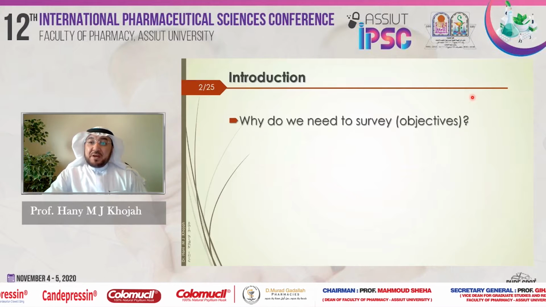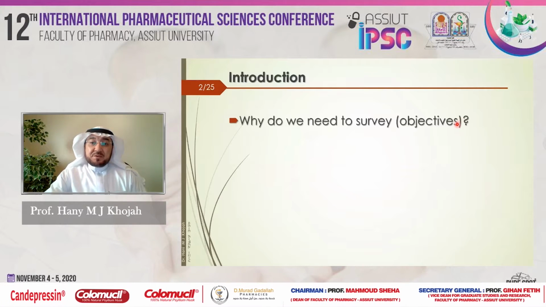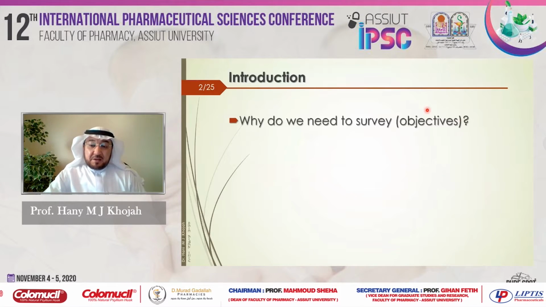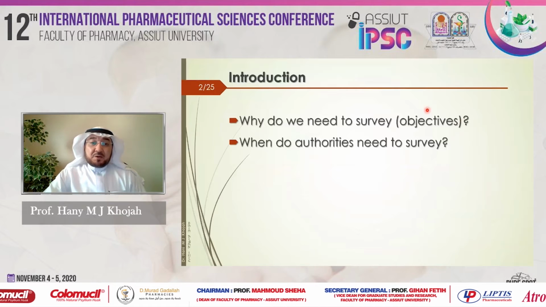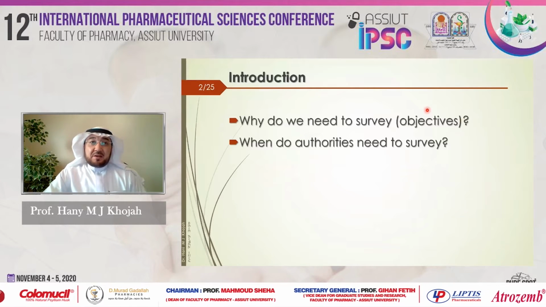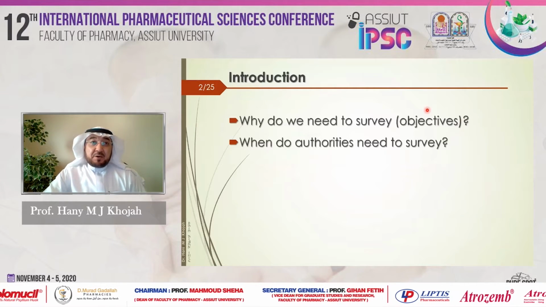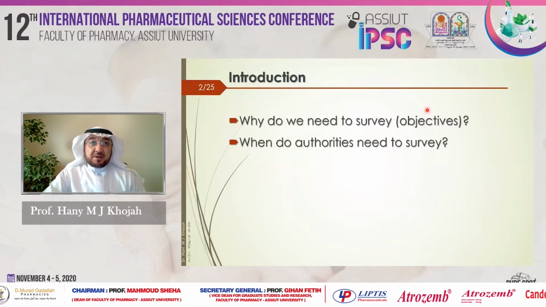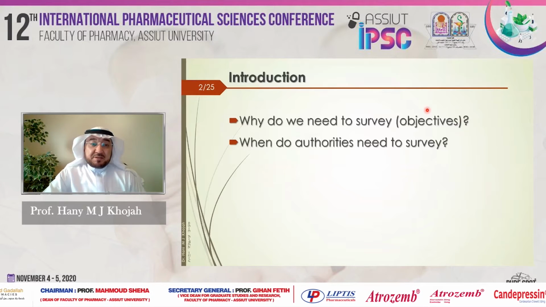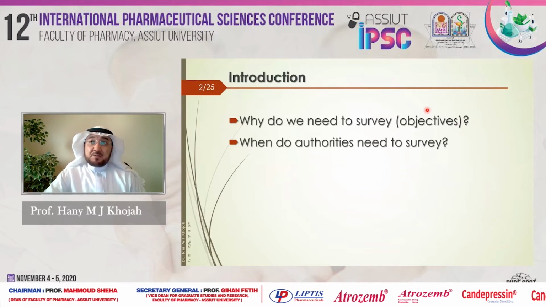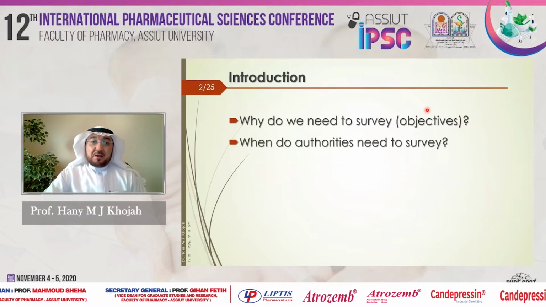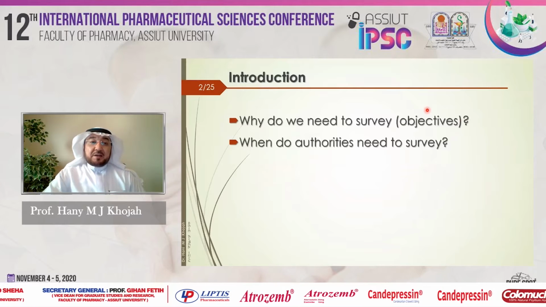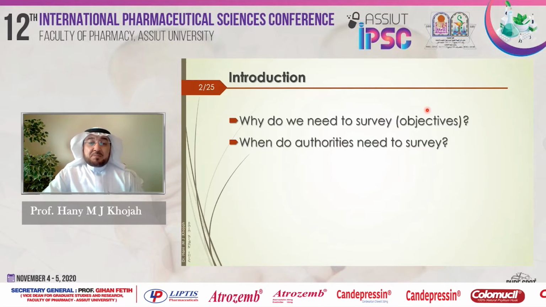First of all, we should define our objectives. Why do we need to survey? Do we have a problem, or are we anticipating a problem? And also, when do authorities need to survey? Shall every authority in every country regularly survey the market for the presence of low quality medicines or counterfeit medicines? And should they do it routinely, or should they just start when there is a problem?